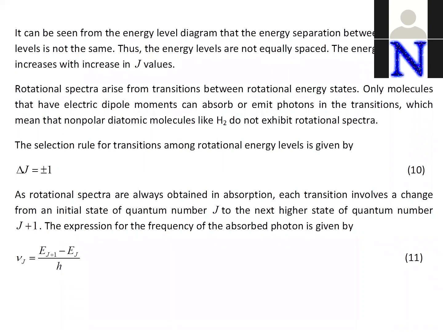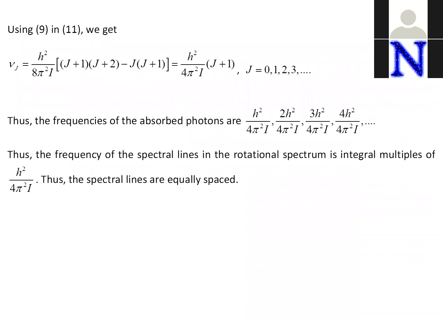For the absorbed photon, the frequency is given by nu J is equal to E J plus 1 minus E J divided by h. So the higher energy level energy minus the lower energy level energy divided by h is nothing but the frequency. h nu is equal to energy. Therefore nu must be equal to E J plus 1 minus E J divided by h. Equation 11. Then if I proceed, I am going to substitute equation 9 in the expression for the rotational energy, E J plus 1 minus E J divided by h.